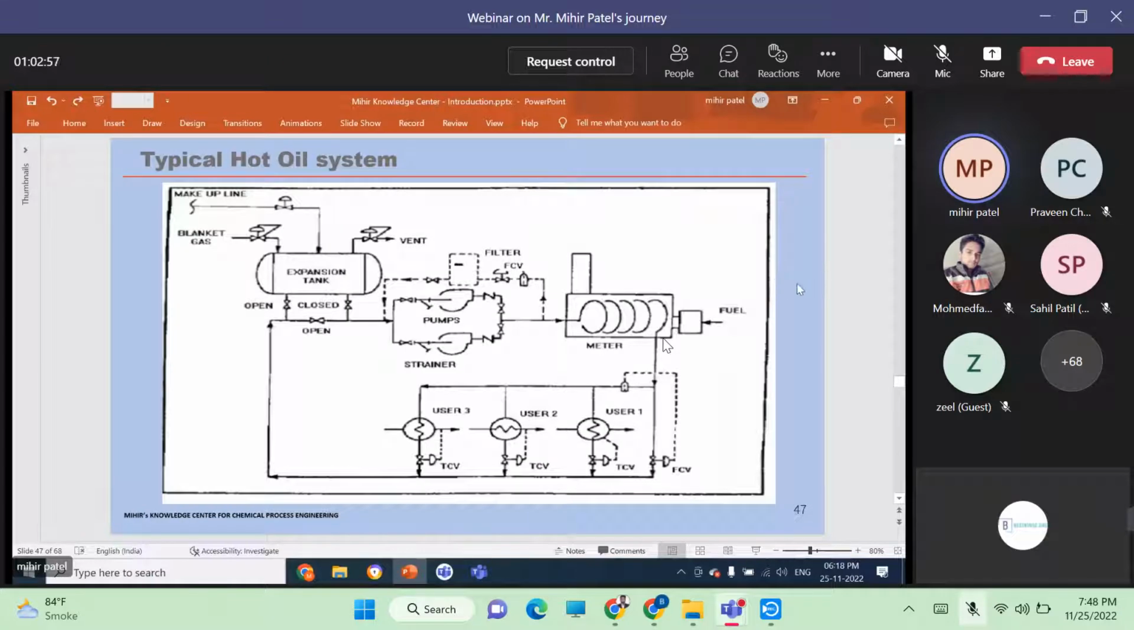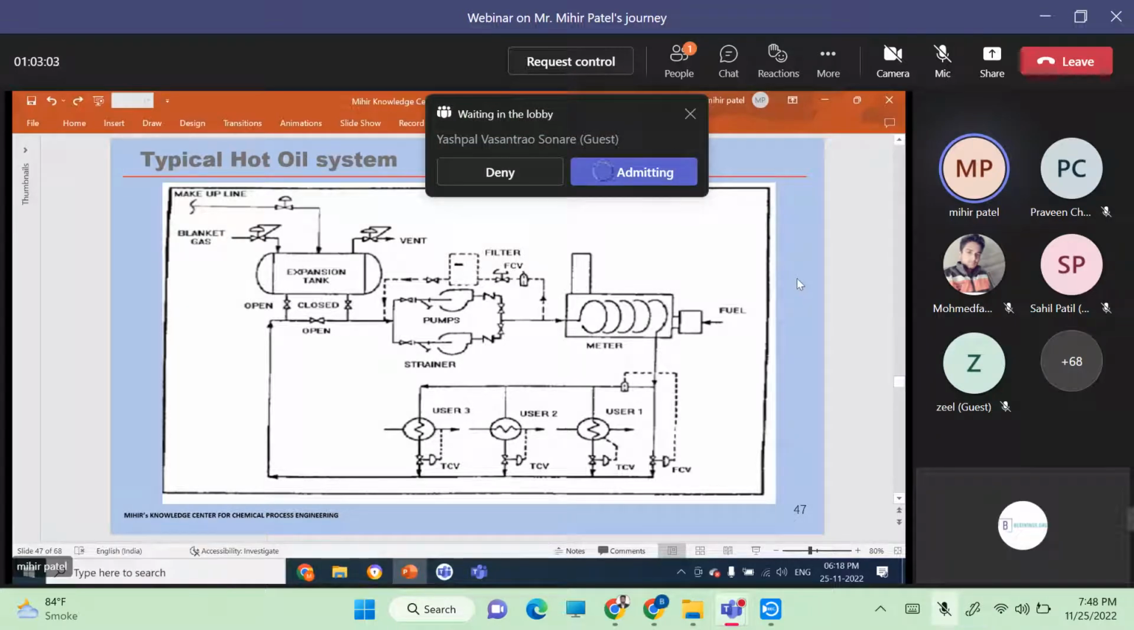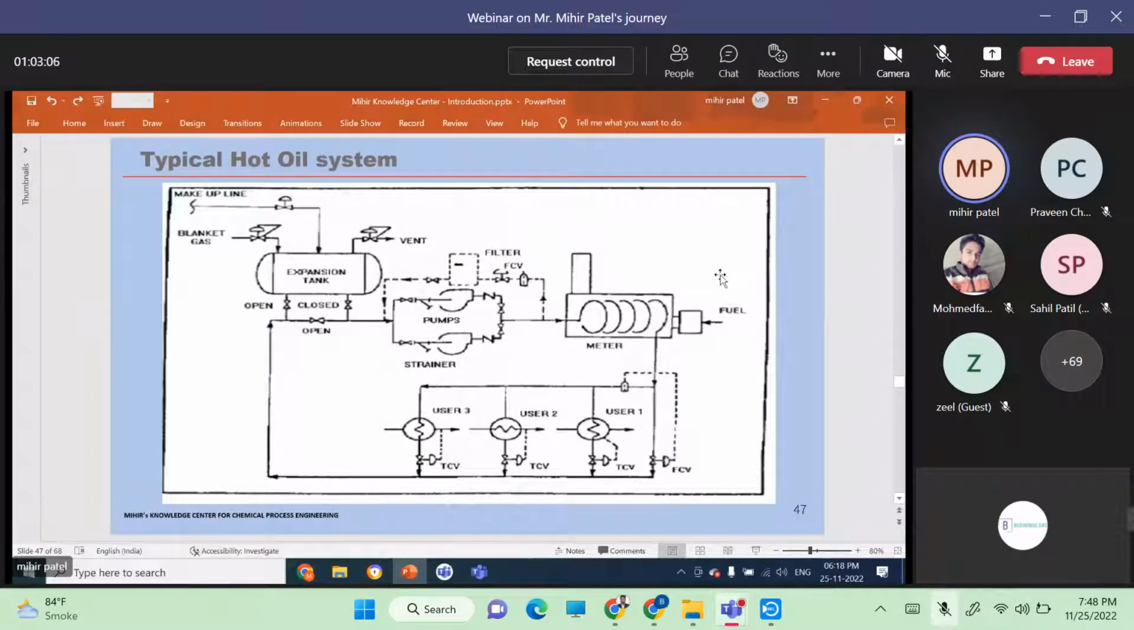Then typical hot oil system. Hot oil is a thermic fluid which is used in place of steam. For example, in applications where your process temperature is quite high, let's say you want 250 degrees centigrade as the process heating. Obviously, you cannot use steam because steam pressure becomes very, very high at that temperature. So all the systems will have to be designed for that particular pressure, which becomes slightly uneconomical. So that is why if your process temperature is 250, it becomes very economical to use a thermic fluid system like this hot oil system.